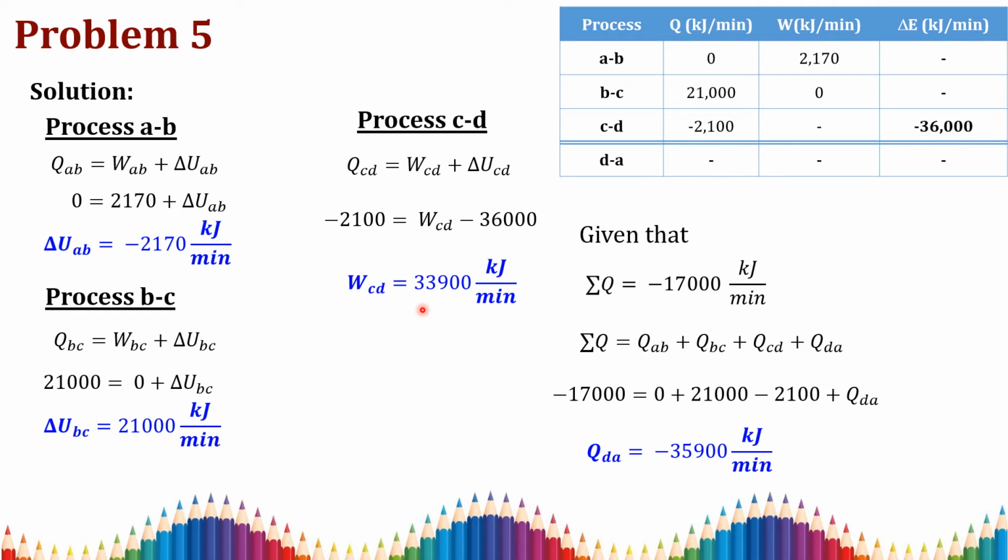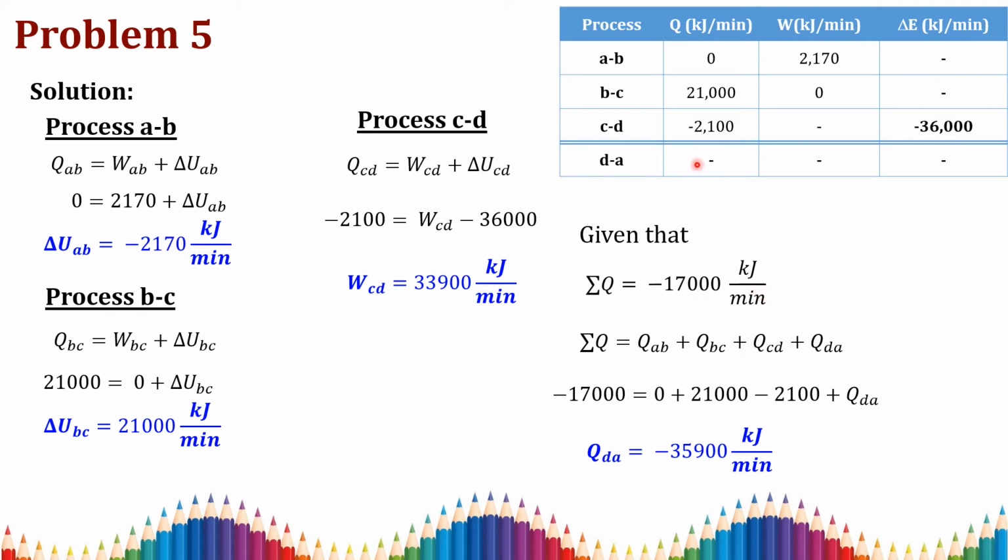In the given data, summation of Q is equal to minus 17,000 kilojoule per minute. The summation of Q given in the question is minus 170 kilojoule per cycle, and also the number of cycles per minute is 100. By multiplying that, we can obtain the summation of net heat transfer as minus 17,000 kilojoule per minute.